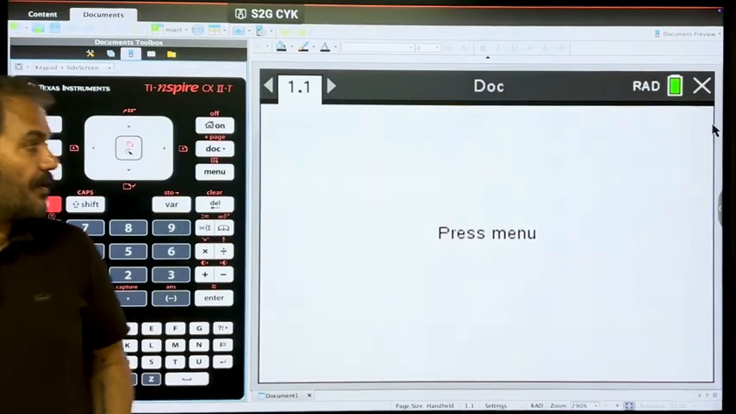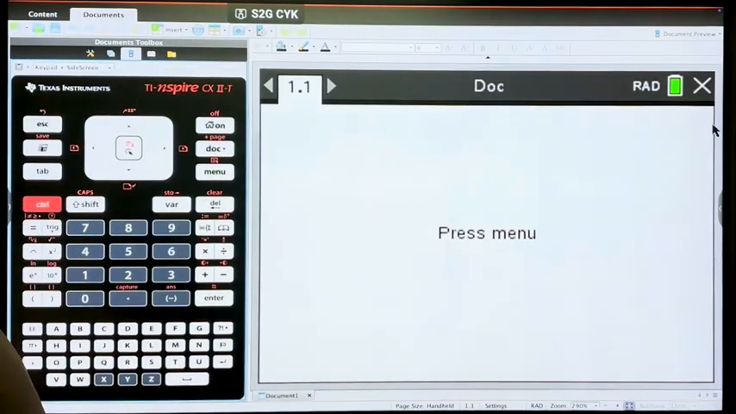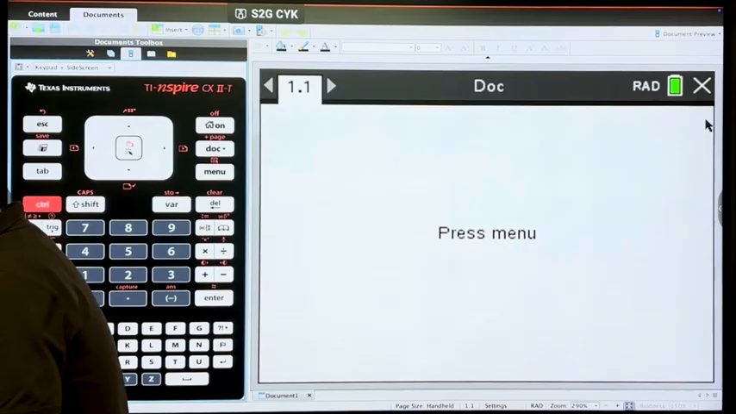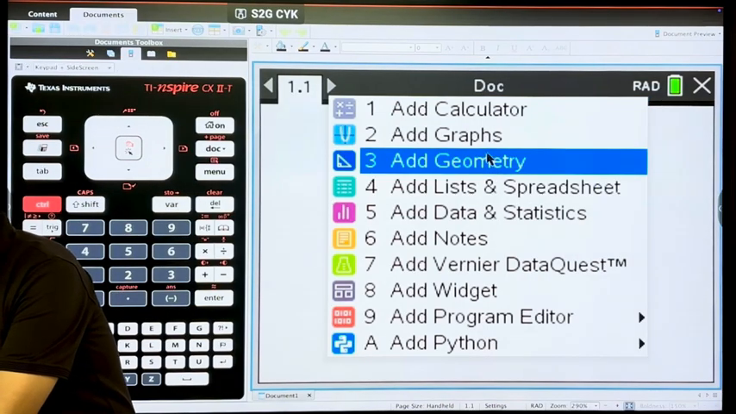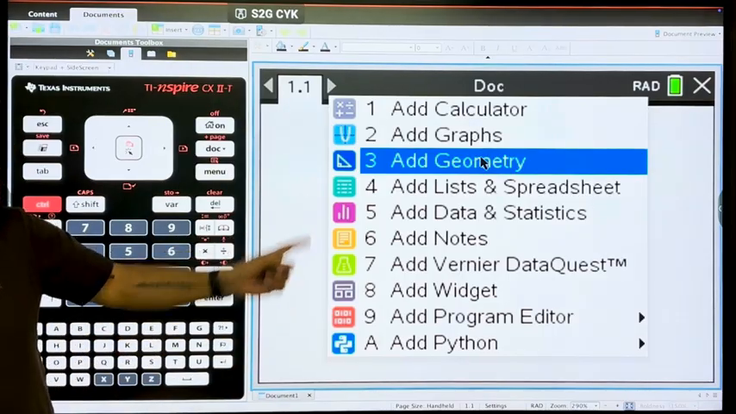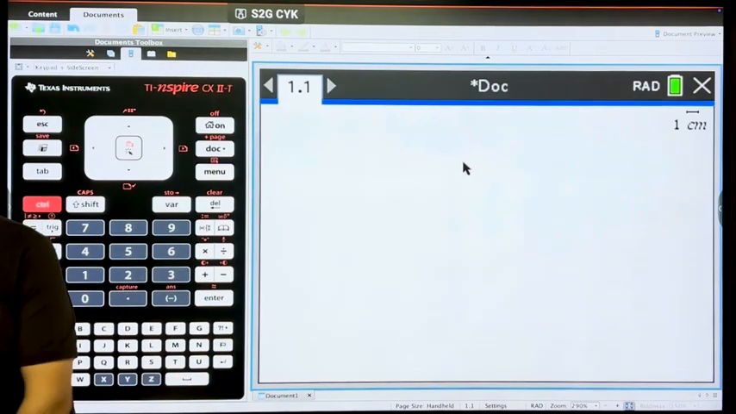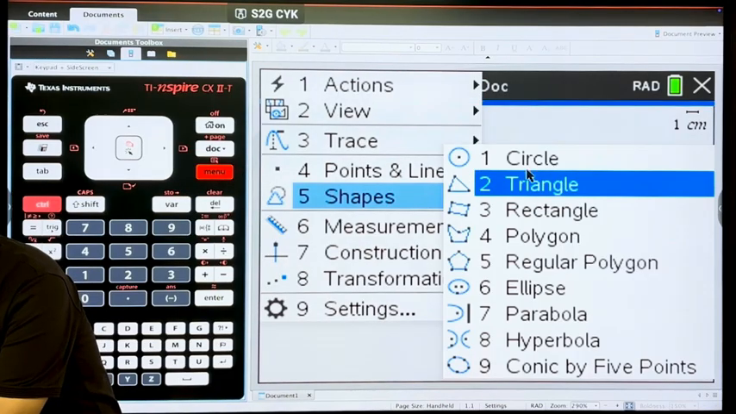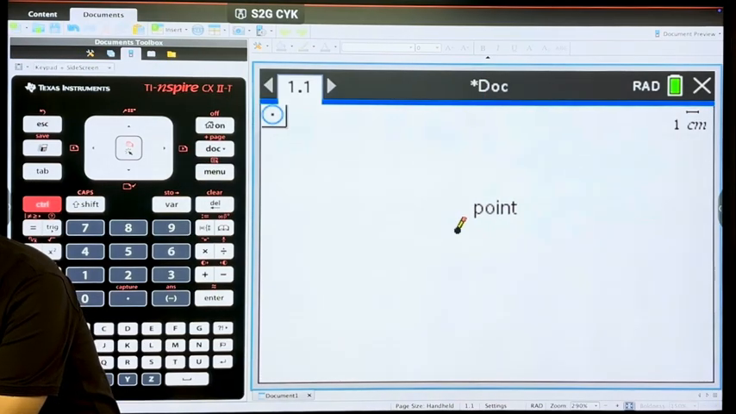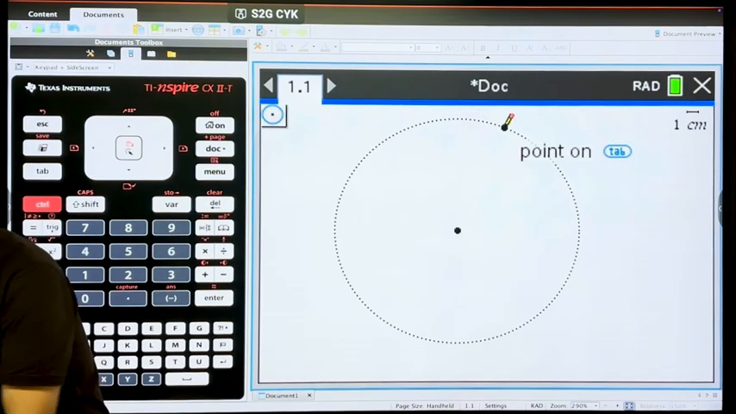Here is your calculator. So first thing I'll do is open a new page. I'll open a new geometry page here. In the new geometry page, I'll draw a circle. So I'll go to menu, go to shape, and draw a circle. To draw a circle, just click anywhere and extend your cursor out. So this is a circle.